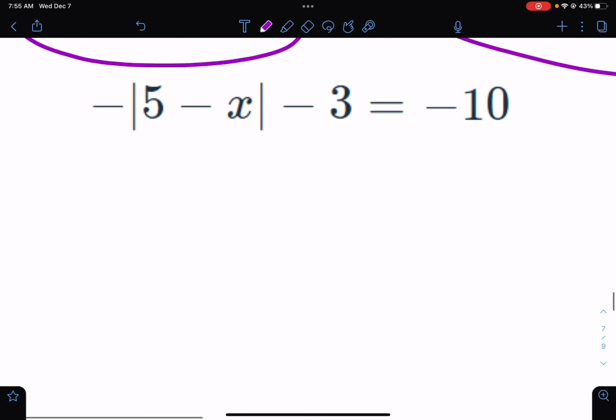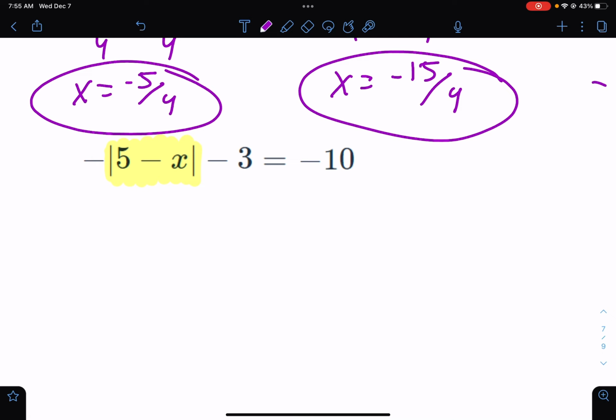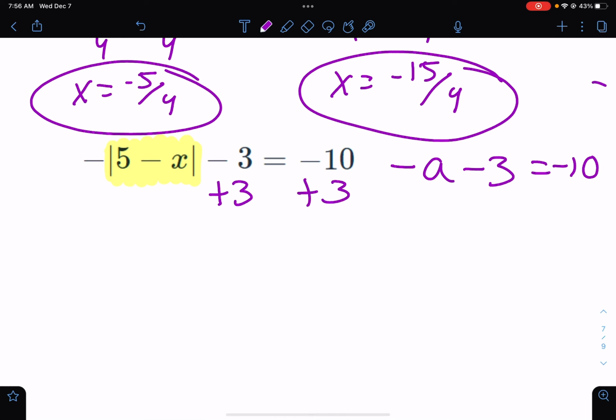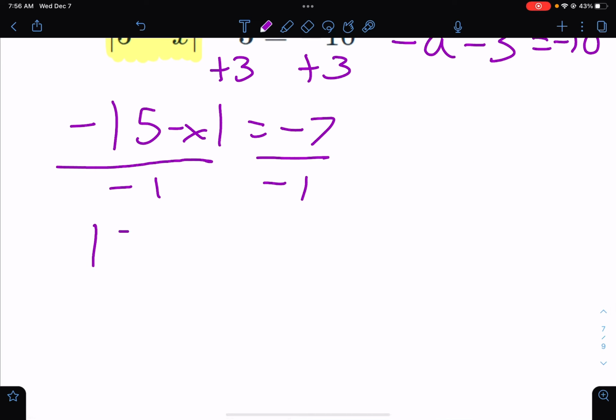Next one. Again, we have got to work to get this guy by himself. All right. So again, if you're struggling with what step's going to be the first step, imagine that that absolute value is just a variable. If I said minus a minus 3 equals negative 10, looking at that, you should hopefully know that you would add 3 to both sides, divide by negative 1. So that's what we're going to do. We're going to add 3. We get negative 5 minus x equals negative 7. Divide by negative 1, we get that the absolute value of 5 minus x equals 7.